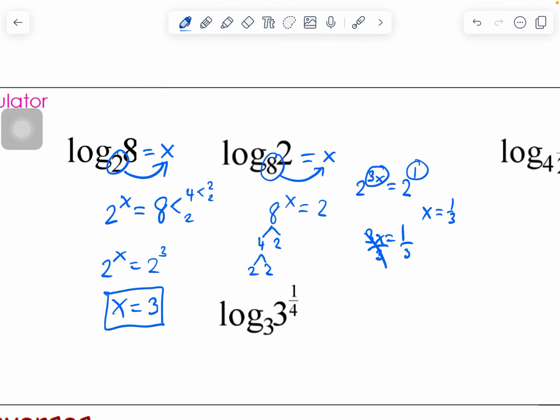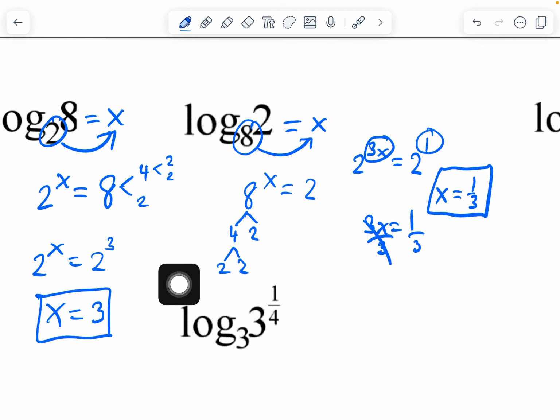Which also makes sense because the cube root of 8 equals 2, so 8 to the 1/3 is 2. And we could have skipped this step. We could have recognized, there's 3 2's, and I know if I'm going from a big number to a small number, it's going to have to either be a fraction or a negative exponent. So the 1/3 answer makes sense here.